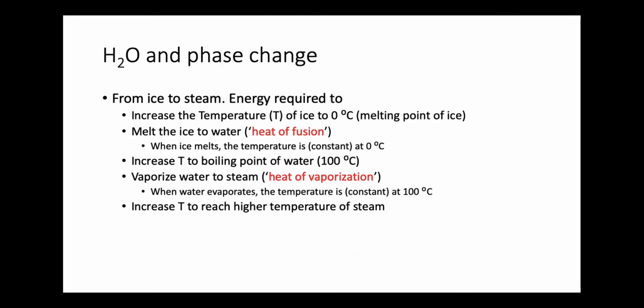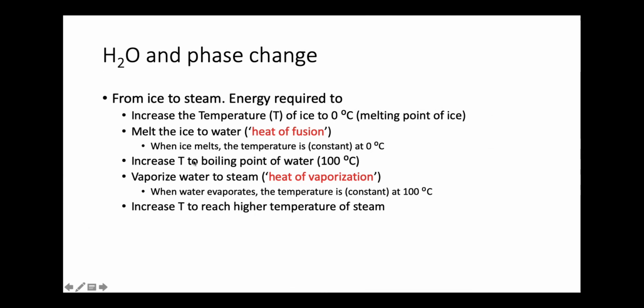So let's look at H2O and phase change. Let's assume we have ice and want to convert it to steam. First, we have to increase the temperature of my ice to 0 Celsius. That's the melting point. We can apply the formula Q = mc delta T here. When I'm at the melting point, I melt all my ice to water. The temperature is constant at my melting point. The energy to do that, we call the heat of fusion.